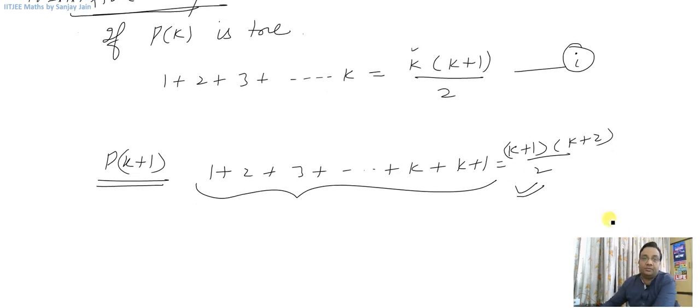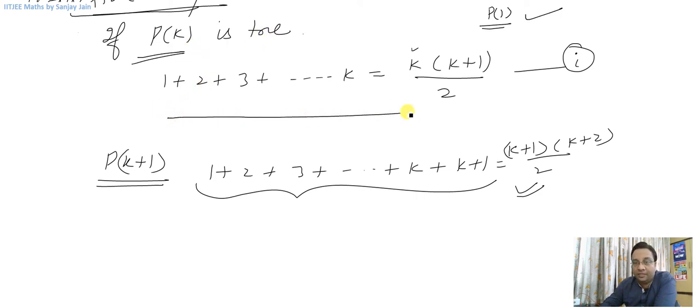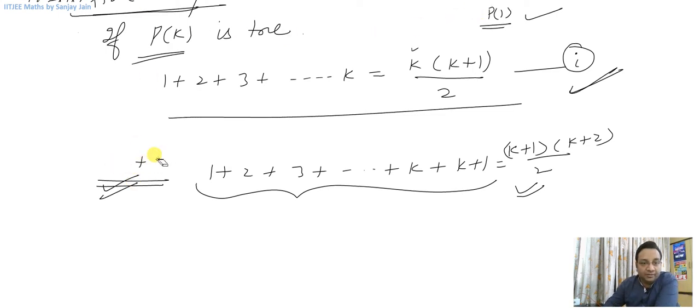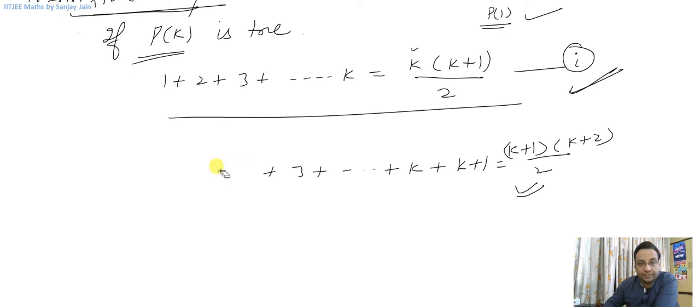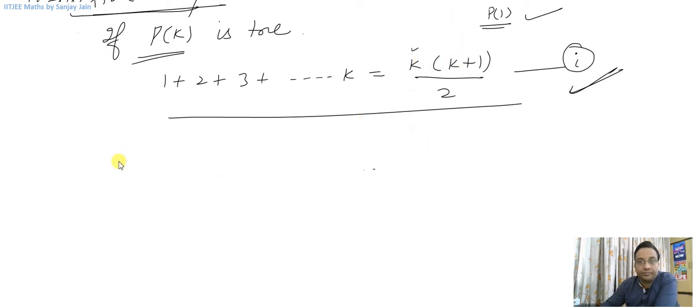I hope by now you are comfortable with this idea that first I proved P of 1 to be true, right? Now I have assumed P of k to be true. If I assume P of k to be true, then there is this statement which I have marked as my first statement. Now I will try to prove P of k plus 1 as true, right? So what is P of k plus 1? So we will now try and prove that P of k plus 1 is true.